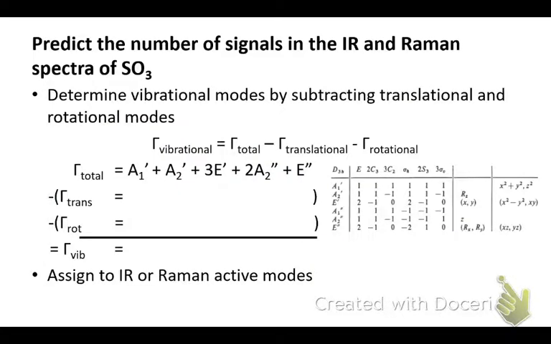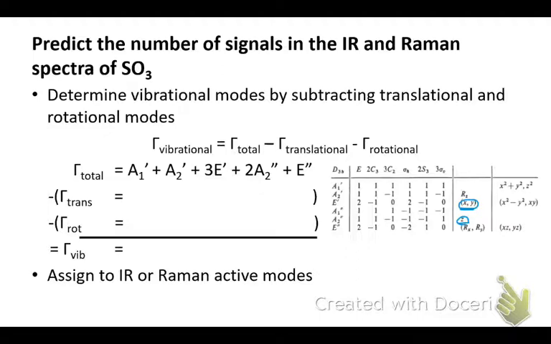So we can figure out the vibrational modes by subtracting the translational and rotational modes. It's easy for us to find the symmetries of the translation and rotational modes using the character table. Translation is just movement in the X, Y, or Z direction. Those are going to have the same symmetry as the X, Y, and Z mathematical operations. So we can find X, Y, and Z in the character table.